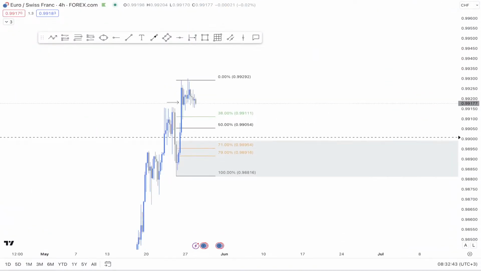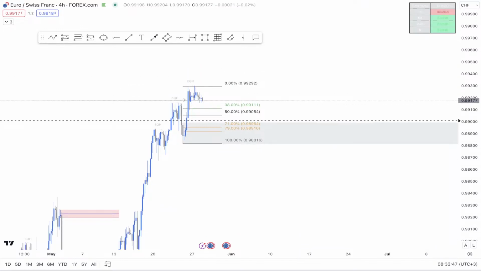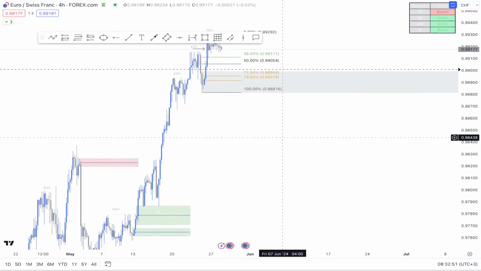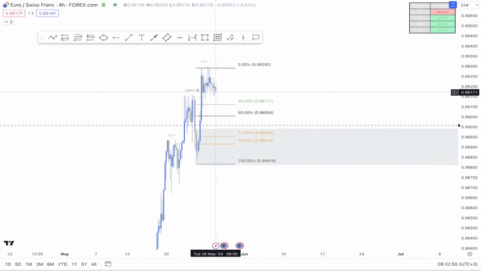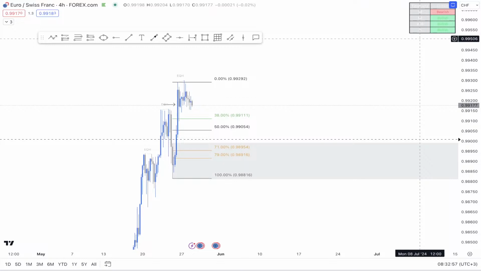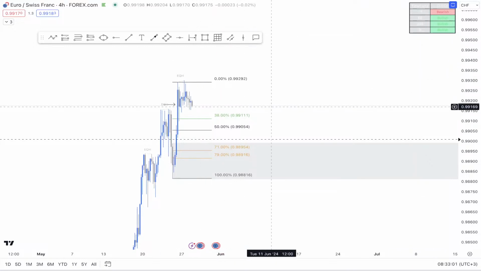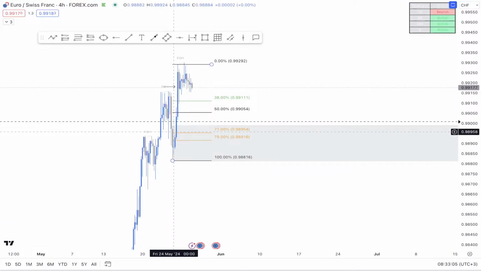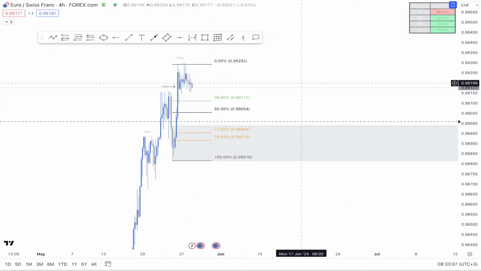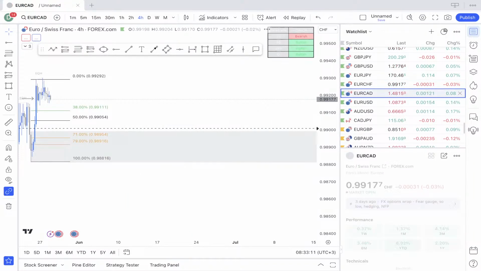On Euro CHF, another textbook bullish setup, a continuation of this uptrend once again with this bullish break right here. Daily and 4-hour are both bullish on the trader graph. Pullback so far looks pretty corrective, which is exactly what we want. And we also have an unmitigated order block lining up perfectly with the area of interest. Okay, so looking very promising.